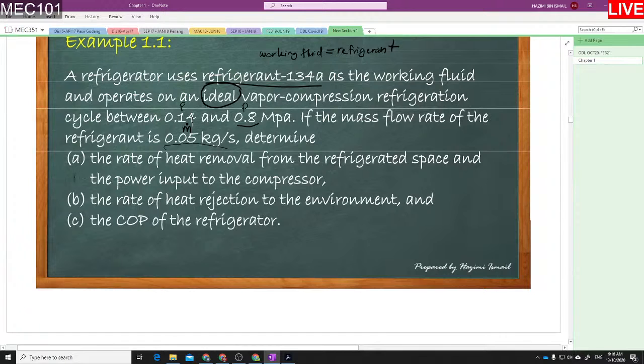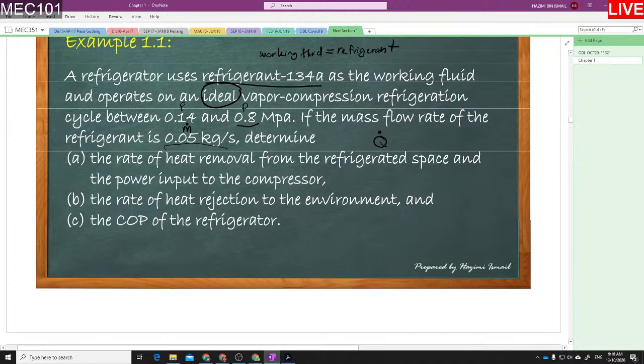Okay. The question asks for the rate of heat removal from the refrigerated space and the power input to the compressor. What does it want? It wants the heat removal from the refrigerated space. The refrigerated space is the cold one, the one we want to remove heat from. This is the objective in a refrigeration cycle, so the question asks for the same. So heat removal means Q. When there is a removal rate, we put a dot on top, meaning per time, heat removal per time. So Q dot, in units of kilowatt, watt, or sometimes kilojoule per second, because kilojoule per second is equivalent to kilowatt.